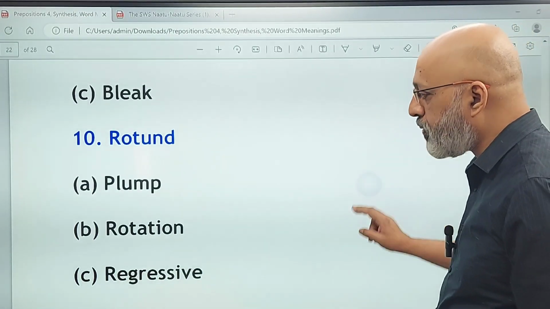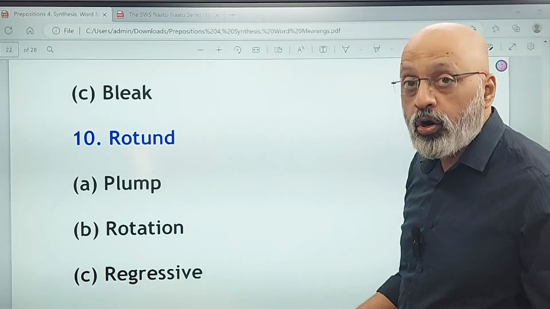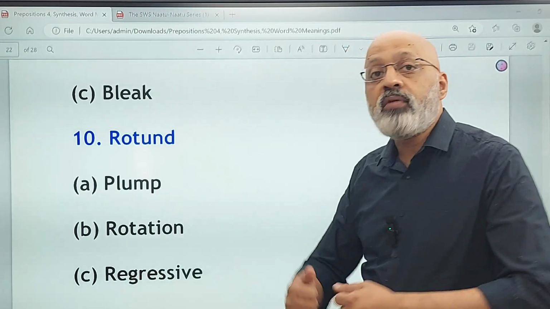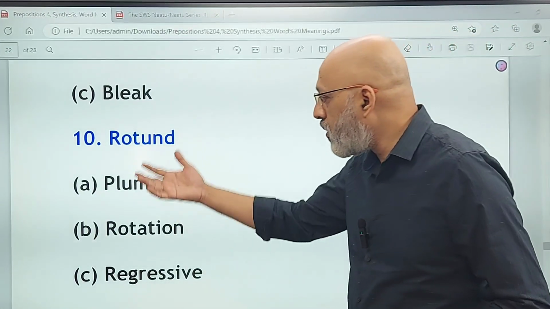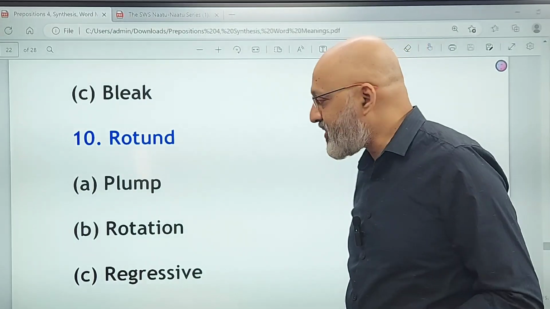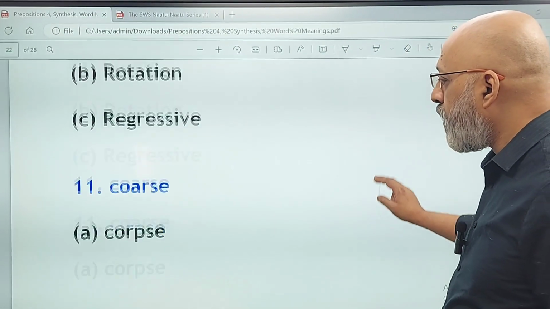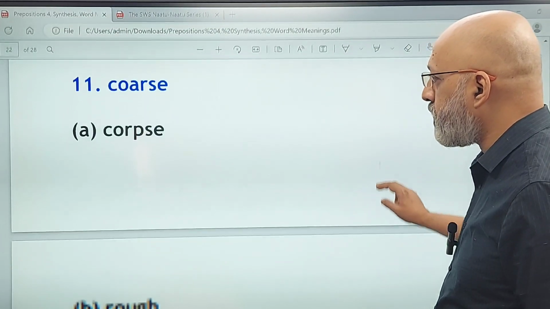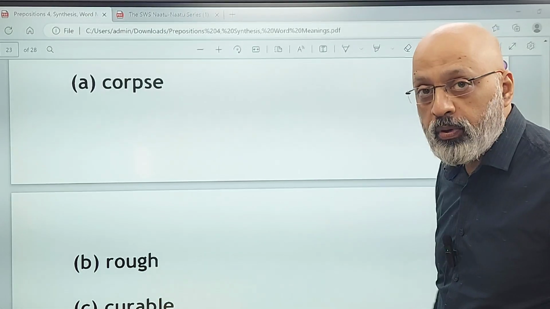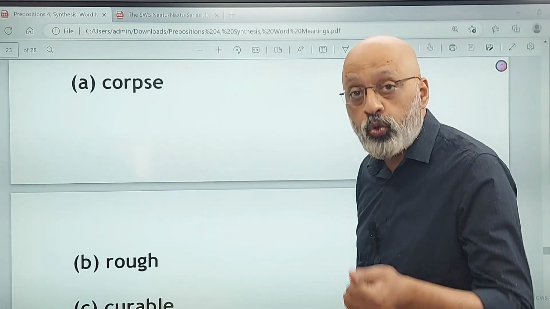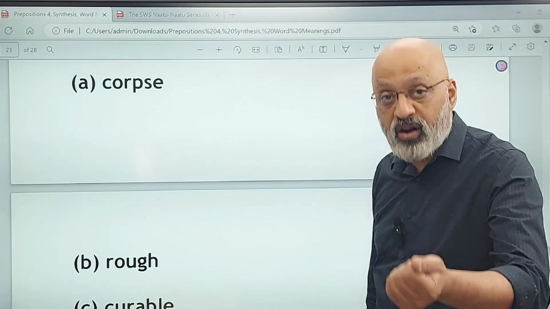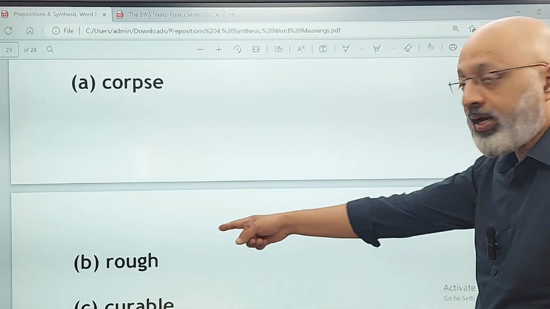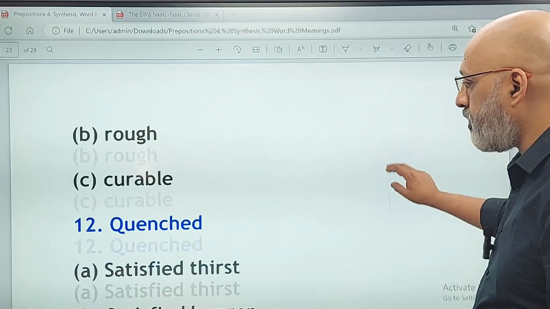Rotund, plump, rotation or regressive. Rotund means someone who is large and plump and fat. So the correct option is A, plump. Coarse, copse, rough, curable. Coarse cloth, जैसे jute, it is coarse in texture, which means that it is rough in texture. So the correct option is option B.